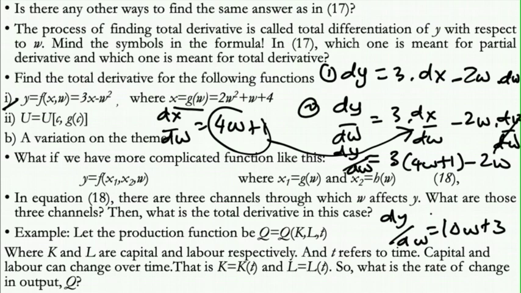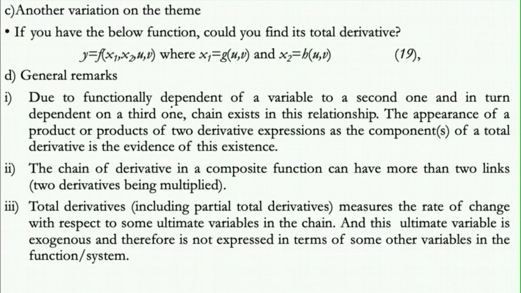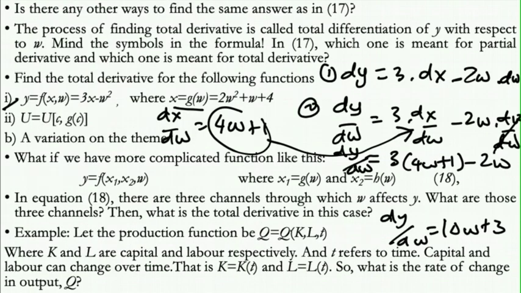Now, what if we have a more complicated function, like in 18 here, where y is a function of x1 and also x2 and also w, but we know that x1 is a function of w, and x2 is also a function of w? Then, if you don't get the clear relationship between these, I strongly advise you to draw the channel map.